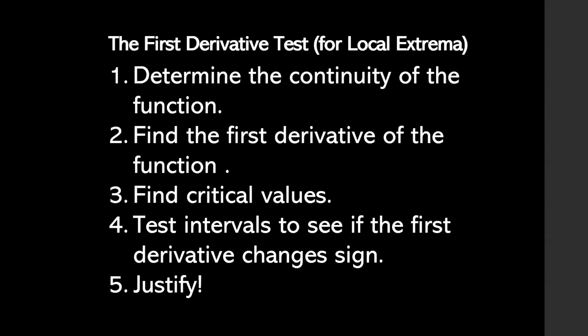So here's what we're going to do. We're going to make sure a function's continuous. If a function wasn't continuous at a point, it couldn't have a minimum or maximum at that point. We're going to find the first derivative of the function. We're going to find critical values where that first derivative is equal to 0 or undefined. And we're going to test intervals to see if the first derivative changes sign. That's what we're looking for, a change in sign of the first derivative. The reason I say justify, very excitedly with an exclamation, that's the most important part. And it ends up being a lot of words, but you're going to keep using the same words over and over, so eventually you'll be pretty confident.